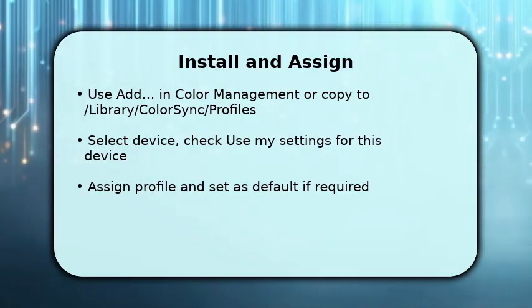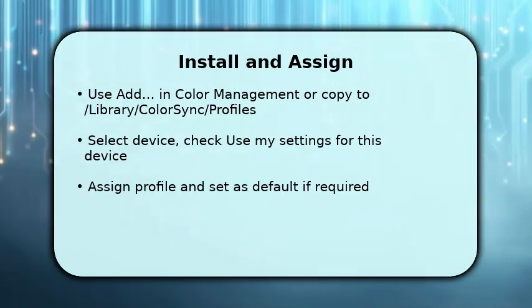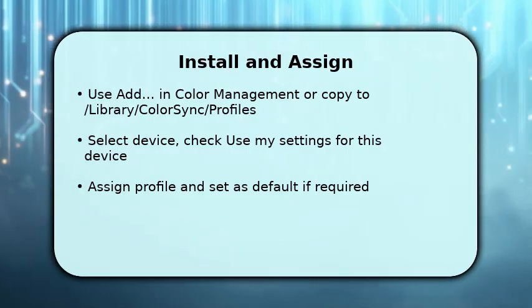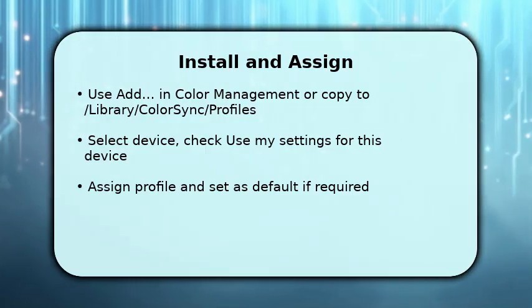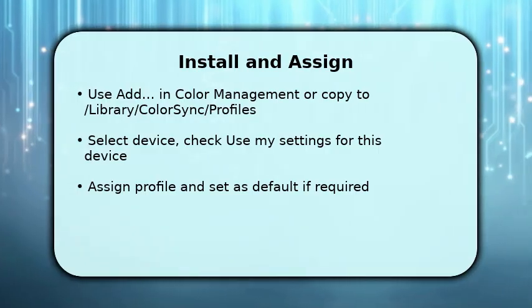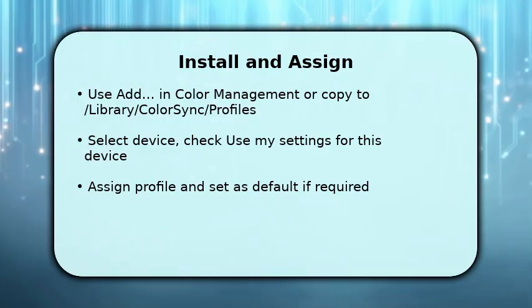On Mac OS, copy it into /library/colorsync/profiles and select it in Displays. Choose the device or printer you want to change, then select Use My Settings for this device so the system honors your choice. Assign the new profile and, if needed, set it as default.